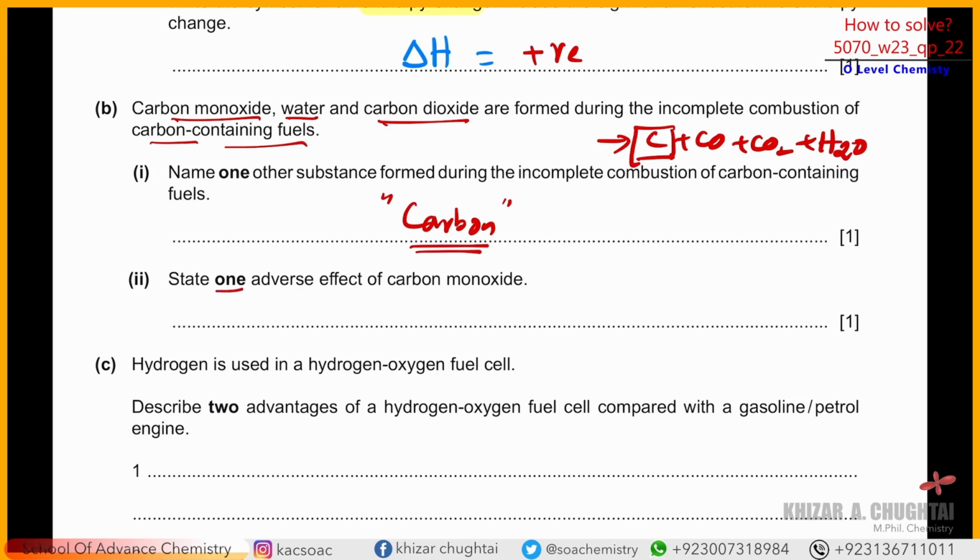State 1 adverse effect of carbon monoxide. That is once again a typical question. Carbon monoxide is a toxic gas and it may lead to death. So it's a toxic or poisonous gas.